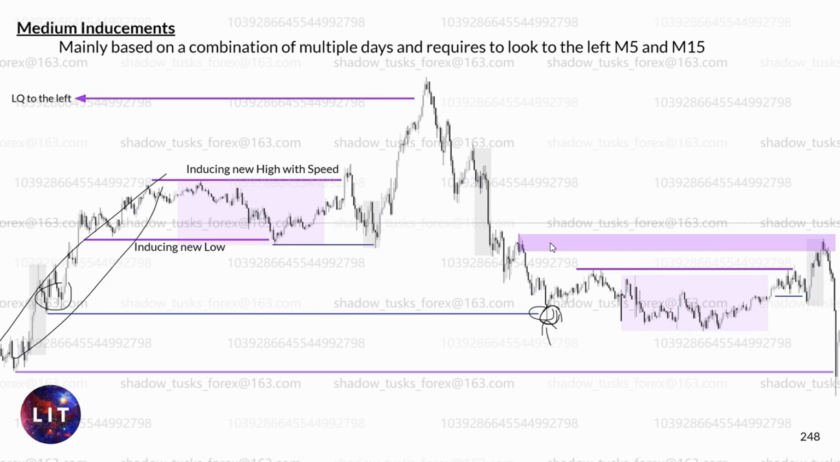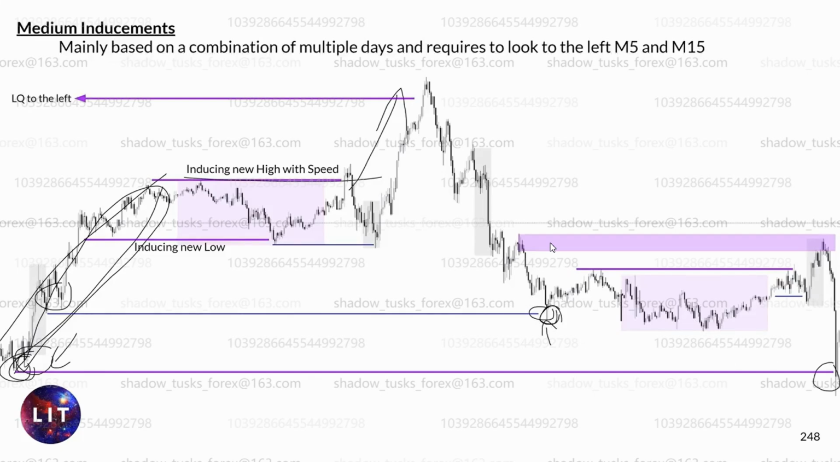Okay, and then of course, the main thing is we aim for the medium inducement in here, which is the whole push that obviously led to the new highs in here. That becomes the liquidity area. Again, you should target it, and of course, that's where price heads next.